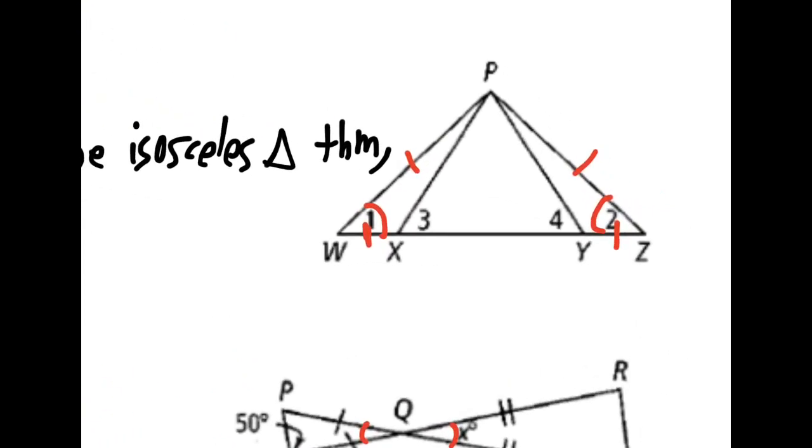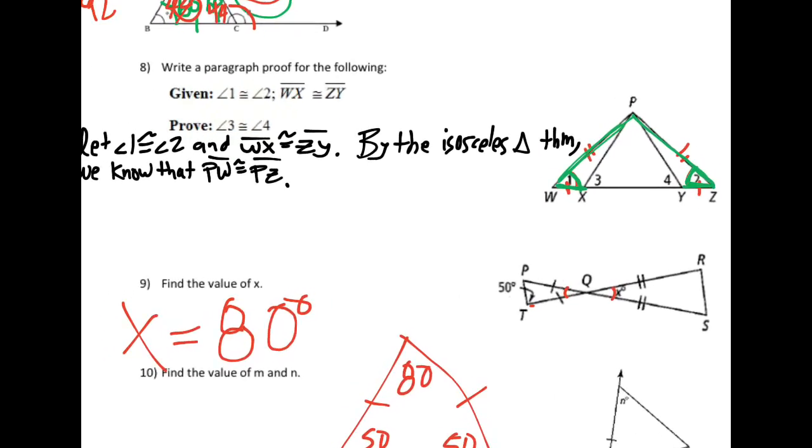So now, sorry, I need to mark those with 2 ticks. Now recognize when we look at these two triangles, we have that side, that angle, and that side. We have that side, and that angle, and that side. So by side, angle, side, we know we have two congruent triangles. So I am now going to say, by the side angle side triangle congruence shortcut, we know that triangle XWP is congruent to triangle YZP.